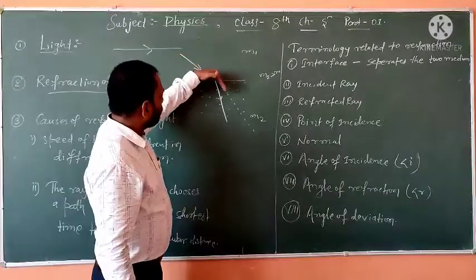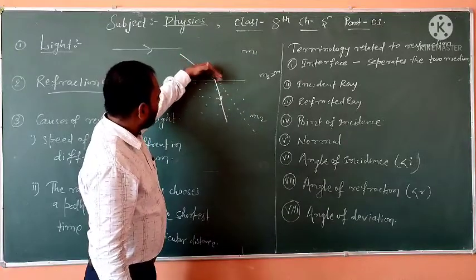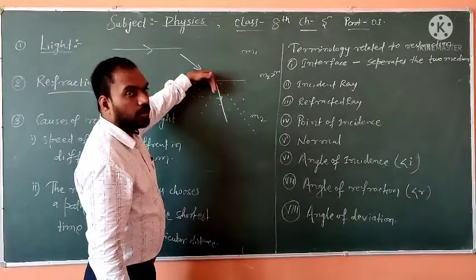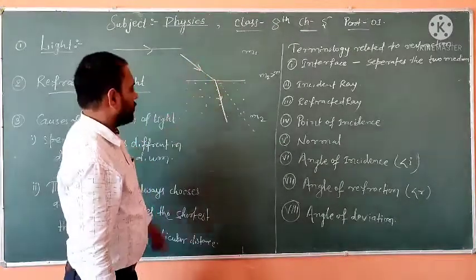Basically, light should have moved on this path. But it does not move on this path and it bends. This phenomenon of light is called refraction of light.